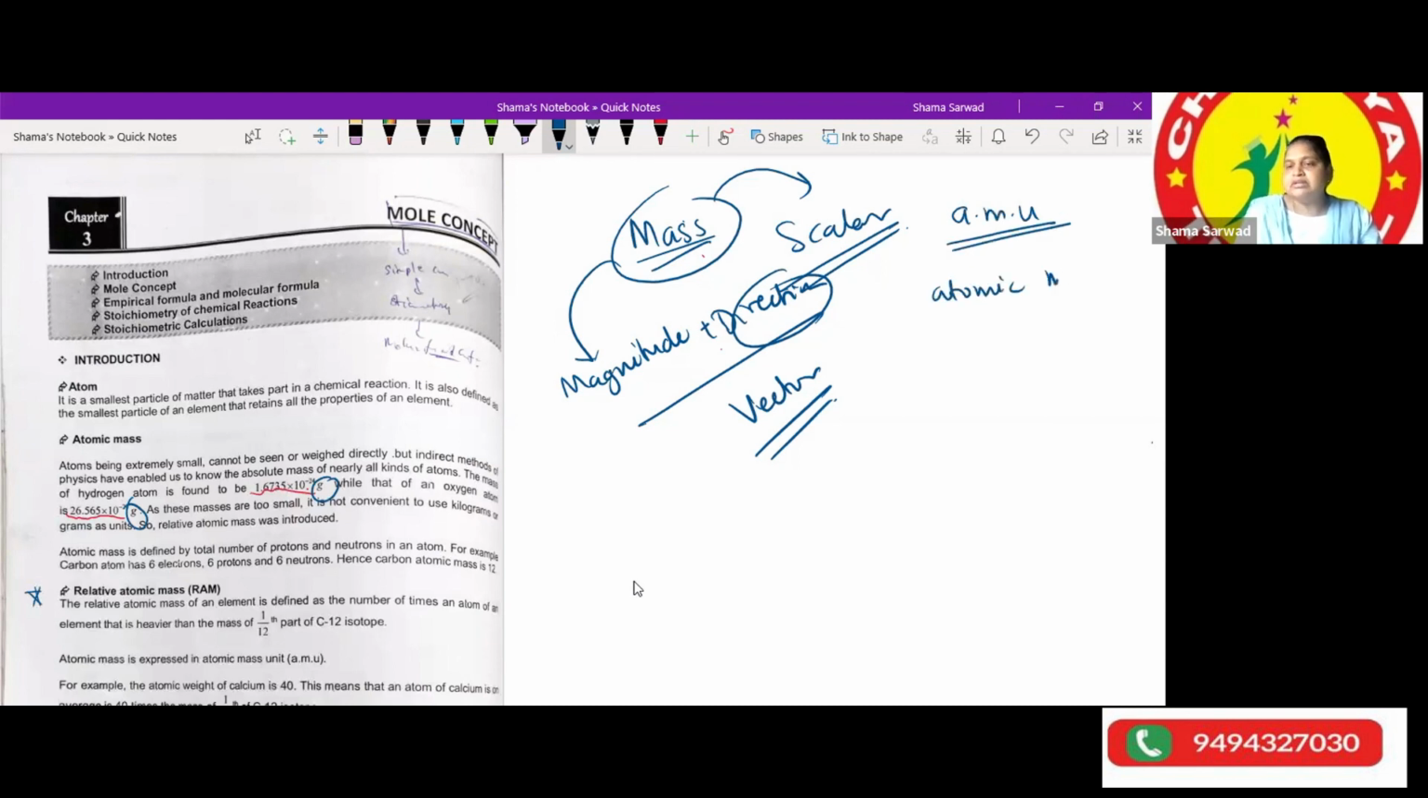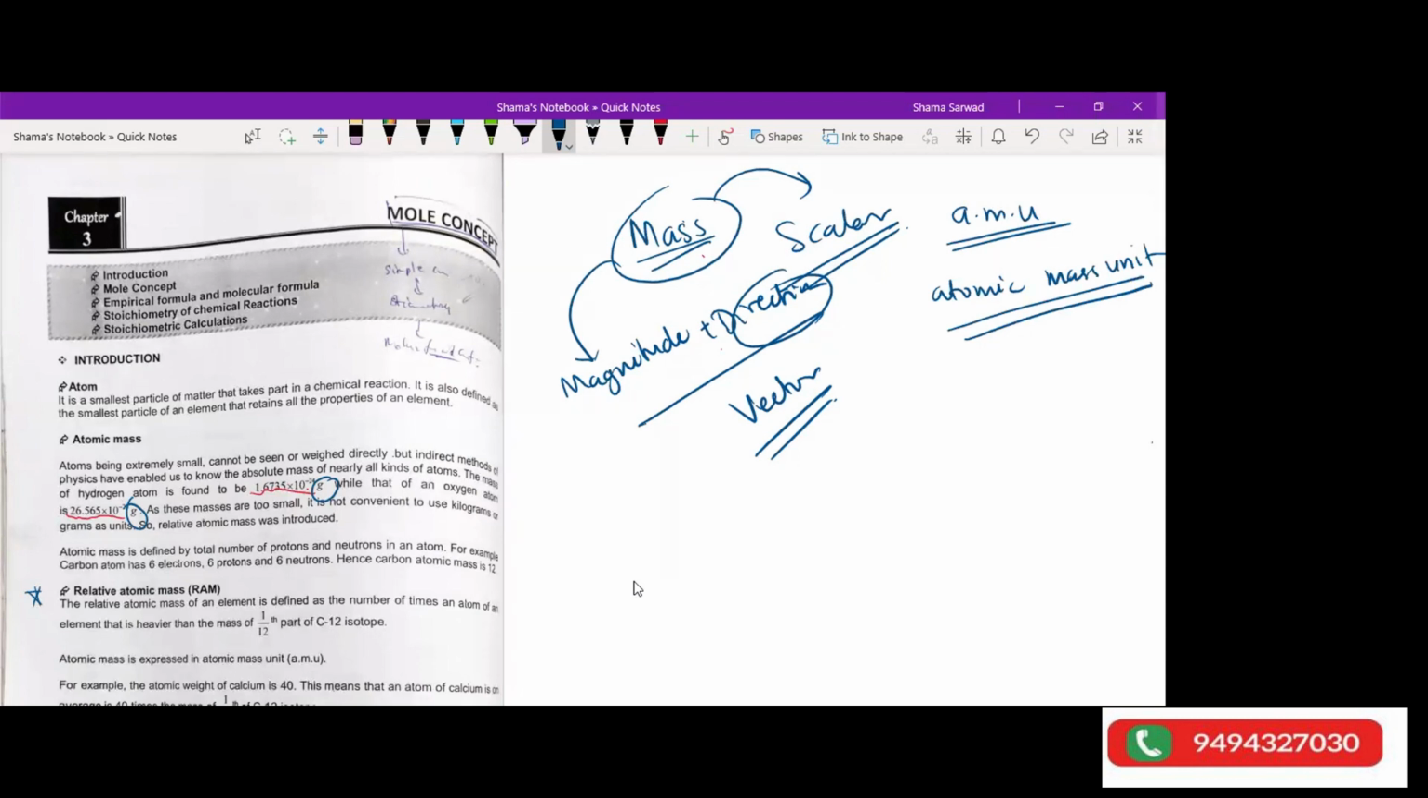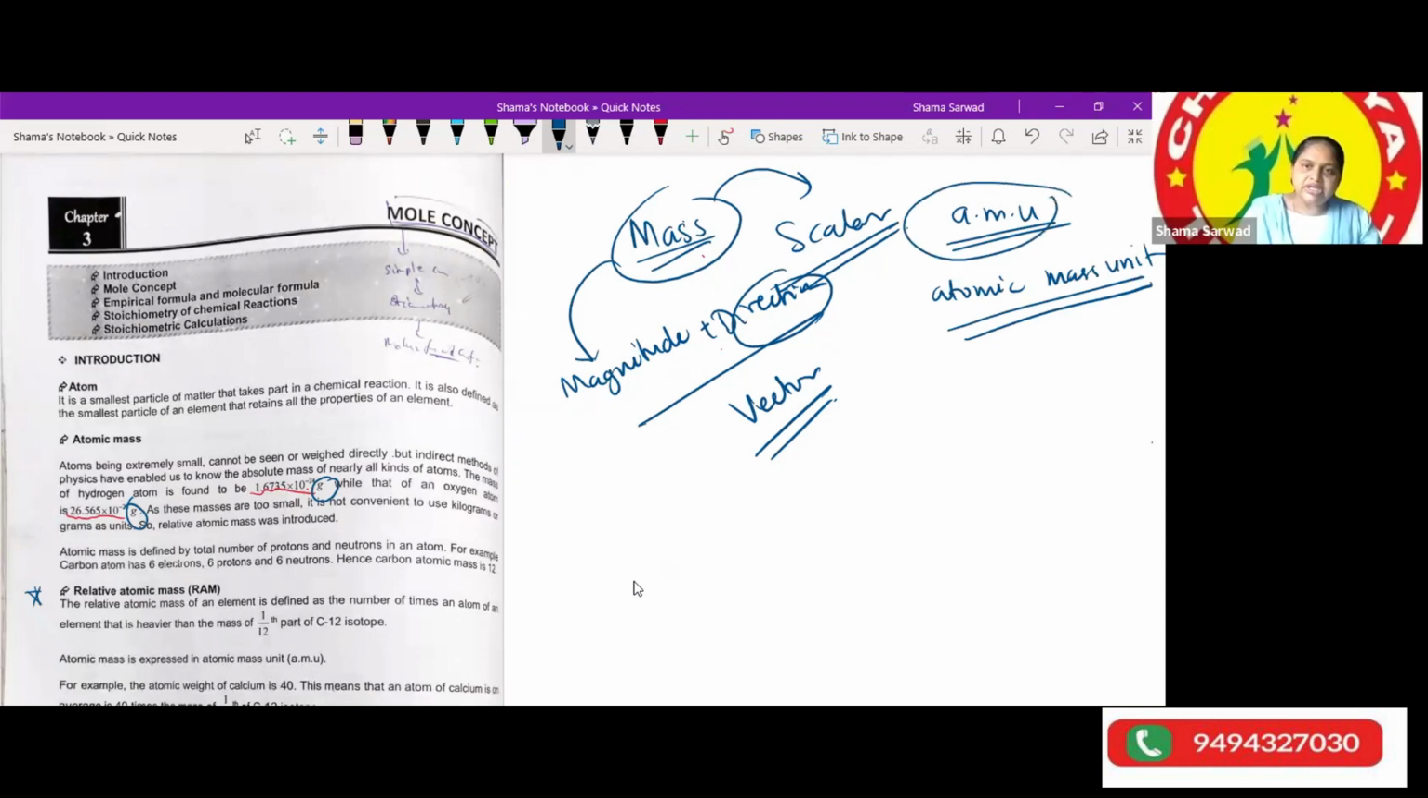Atomic mass unit. What is the AMU? Atomic mass unit. The earlier name for that was AMU, and nowadays we call it the unified mass. Okay? Understood? Yes or no?